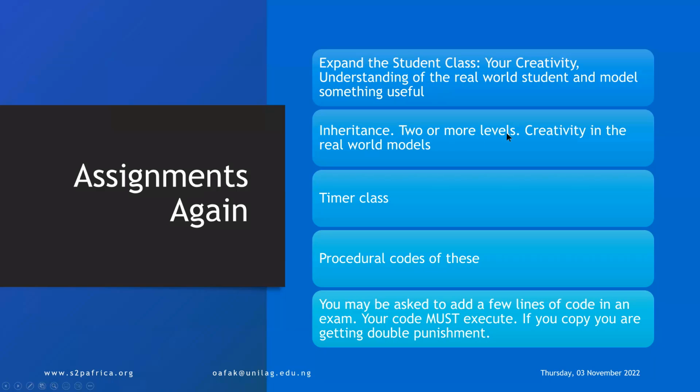Inheritance, you do 2 or more levels. For instance, you can have an engineering student that is also a sports person. So you can get to 2 levels. So you do beyond the inheritance that I did in the example I gave you.